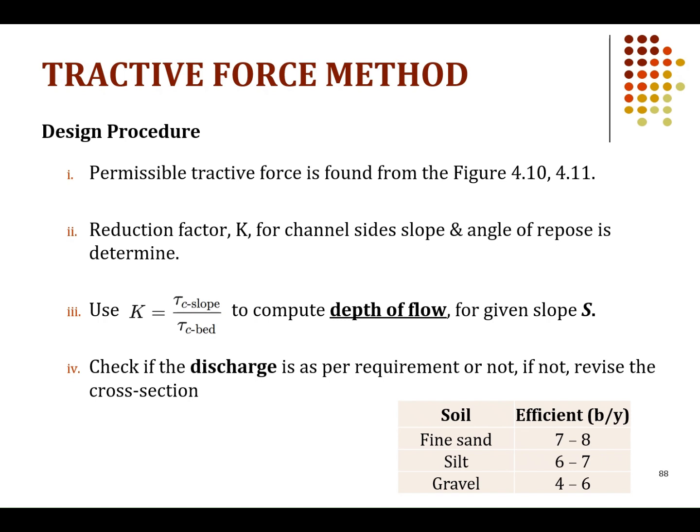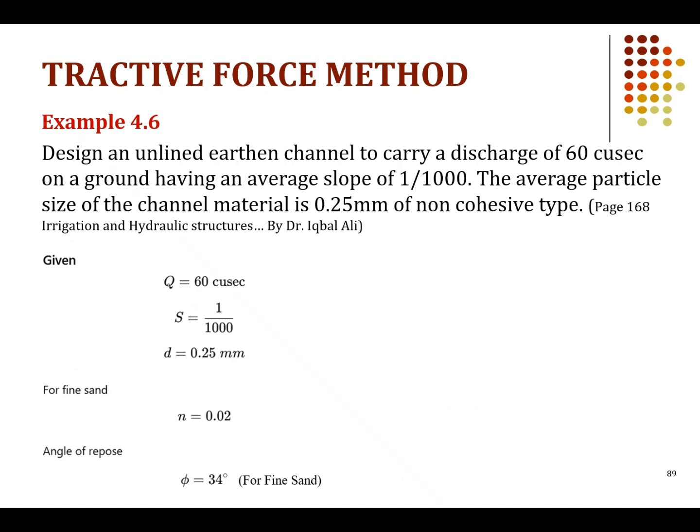This will help you in reducing the number of trials. You will see in the end you will have to do trials. So let's solve our problem. This is example 4.6 from the book by Dr. Iqbal Ali. Let me read the statement for you. Design an unlined earthen channel to carry a discharge of 60 cusec, similar to the other problems we solved, on a ground having an average slope of 1 over 1000.